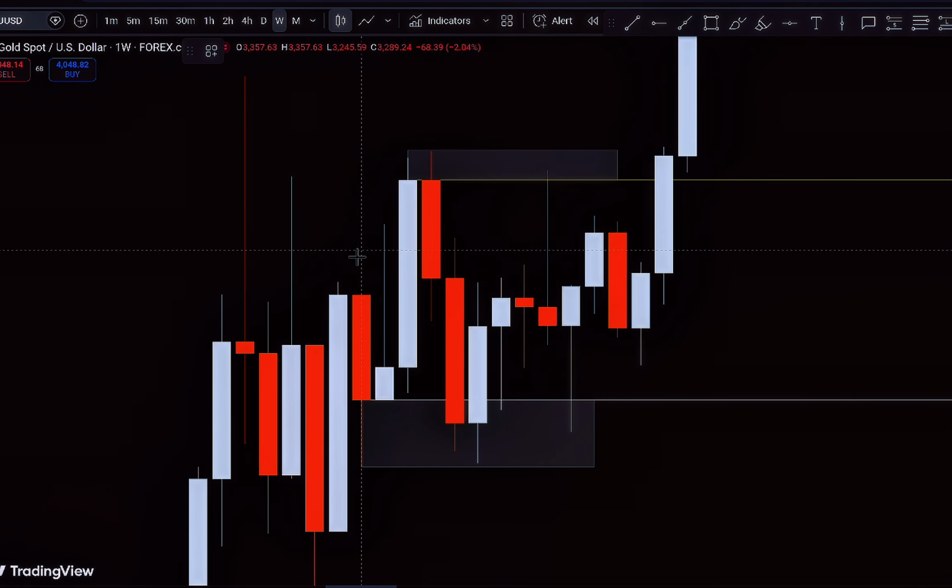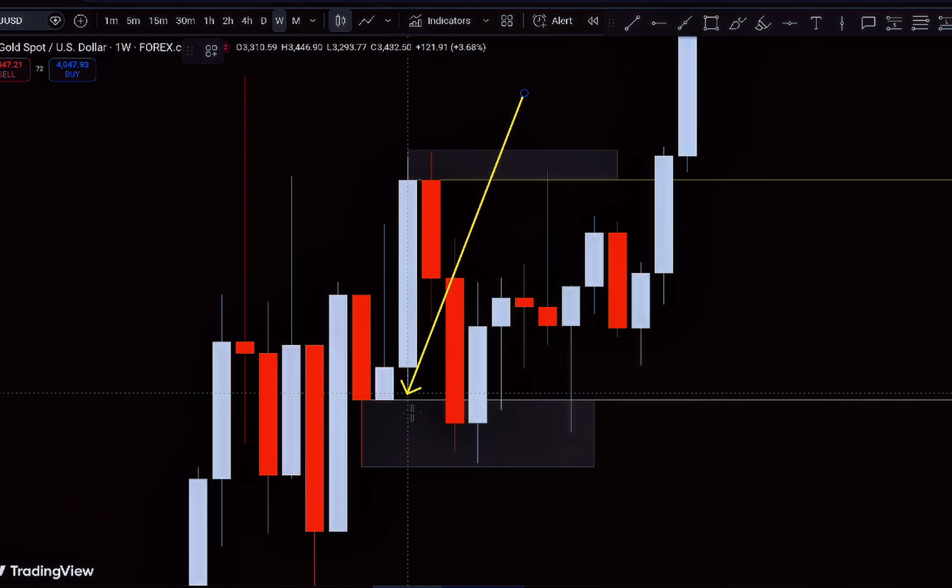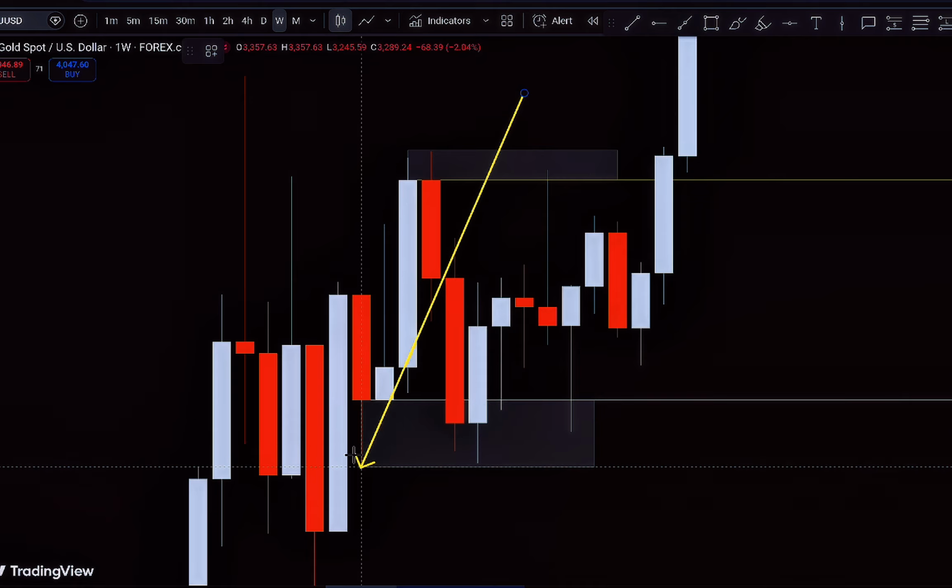Okay, so let's take this as an example in the weekly time frame, and we mark this weekly resistance and then this weekly support. Now, those of you who haven't watched that video on levels, you have to do that because you need to understand that we have to mark the whole of this.